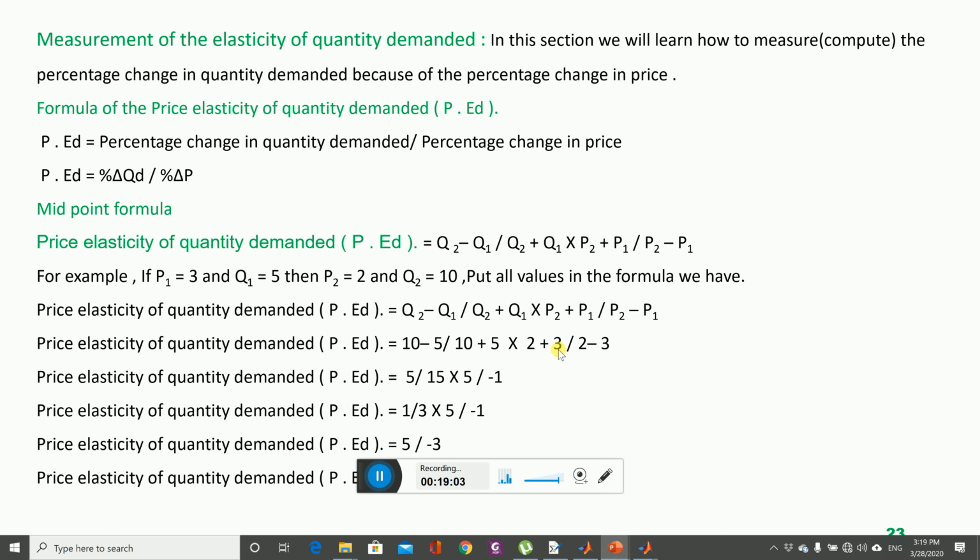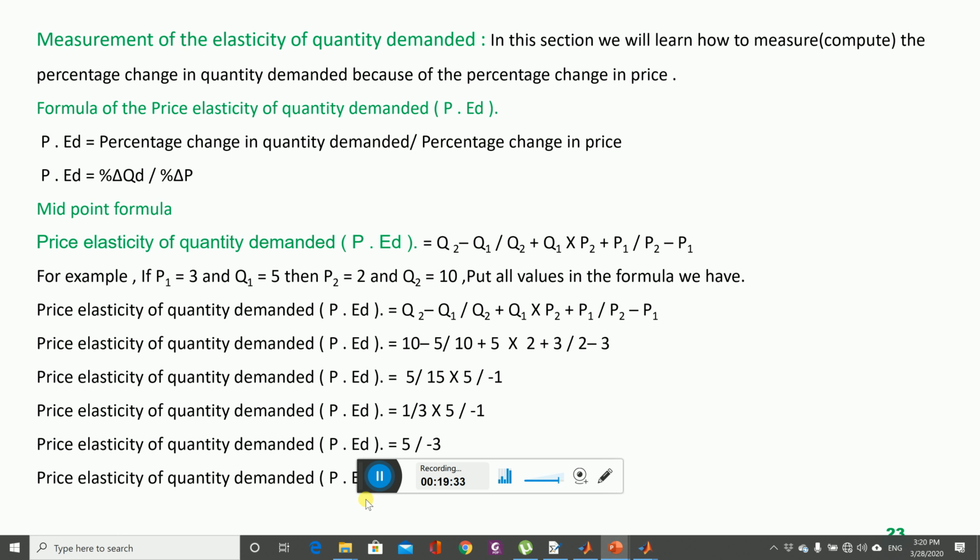First price were 3 and now 2 minus 3. So when we calculate 10 minus 5, 5 divided by 10 plus 5, 15 multiplied by 2 plus 3, 5 and 2 minus 3 minus 1. When we further elaborate, 5 divided by 15, 1 over 3 multiplied by 5 over minus 1. So 5 divided by minus 3, and we calculate the price elasticity of demand here.